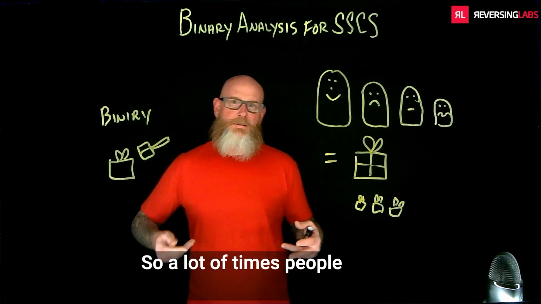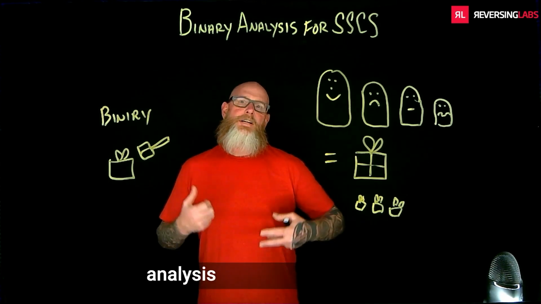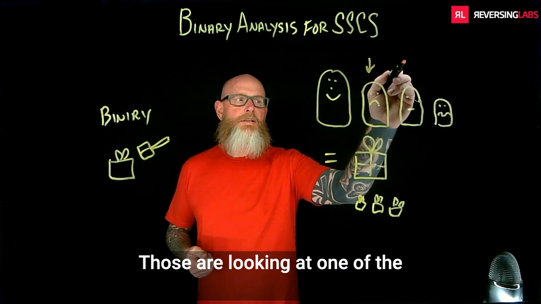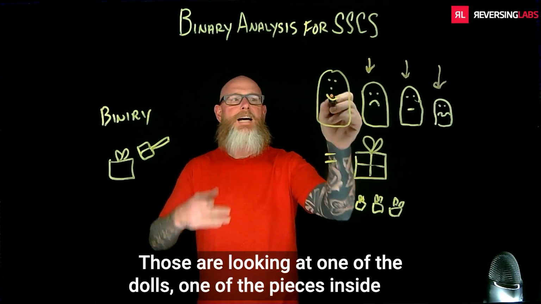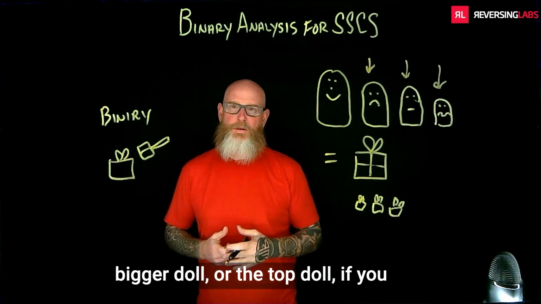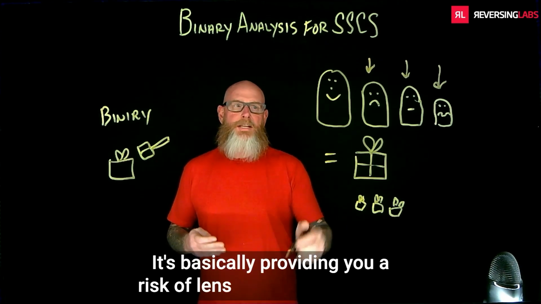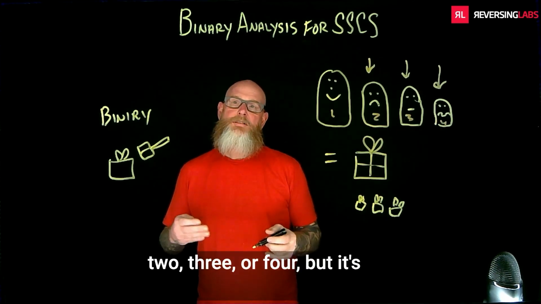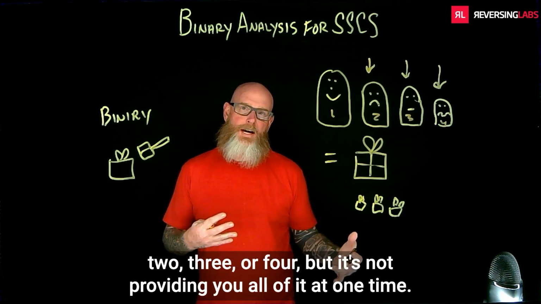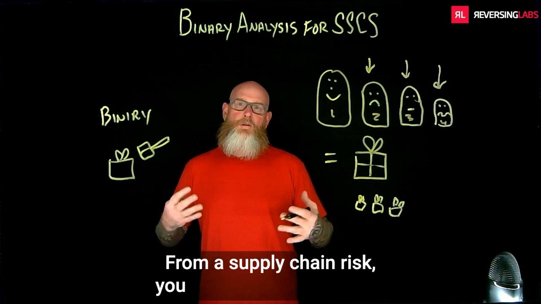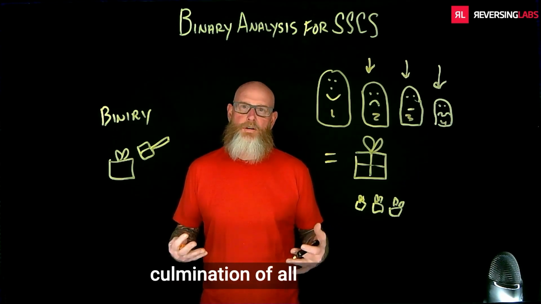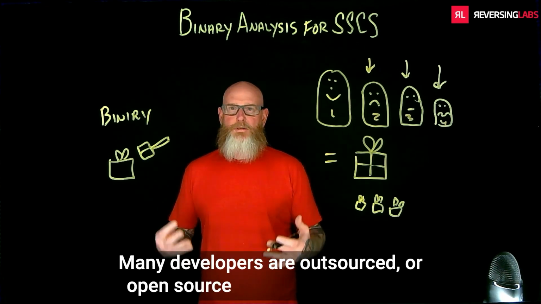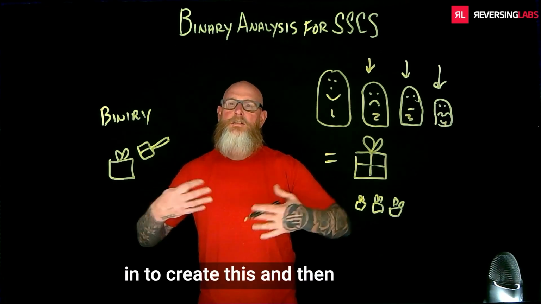A lot of times people talk to me about software composition analysis and other AST tools. Those are looking at one of the dolls, one of the pieces inside the bigger doll, or the top doll, if you will. It's basically providing you a risk lens of one thing in 1, 2, 3, or 4, but it's not providing you all of it at one time. From a supply chain risk, you have to understand the culmination of all your work. What have you been doing? Many developers or outsourced or open source projects are all going in to create this and then deploy it.